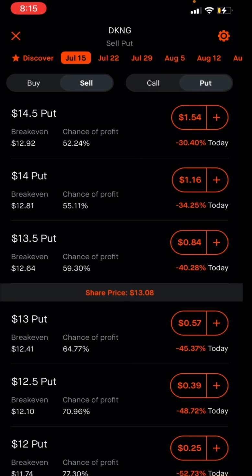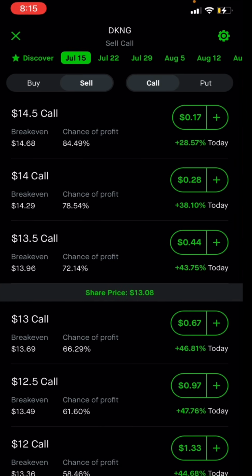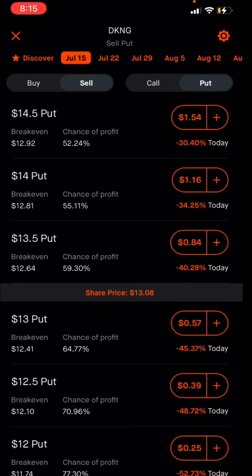These next 2 columns right here, we have call and we have put. Every time I think the market is going to go up from its current price, I'm going to make sure this is on the call option. Every time I think the market is going to go down from the current price, I'm going to click on this put option.